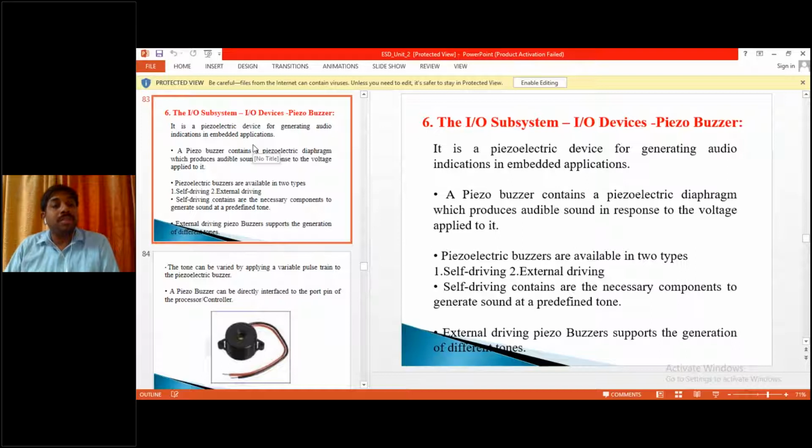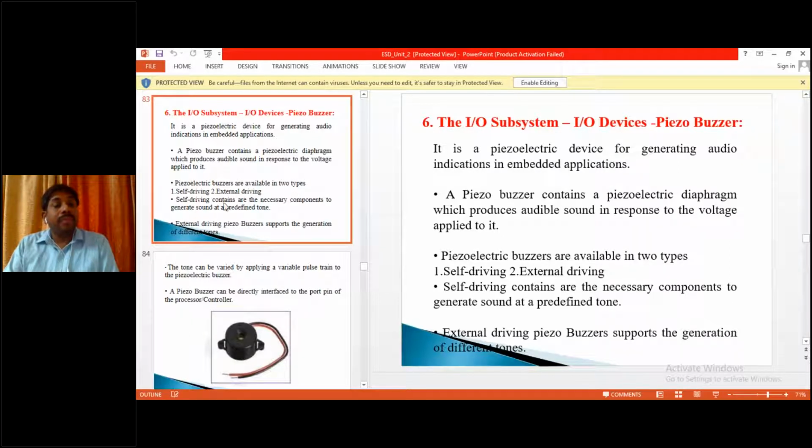The piezo buzzer's purpose is to generate audio indications. So whenever a specific amount of current flows through this piezo buzzer, the piezoelectric diaphragm produces an audible sound in response to the voltage. There are two types: self-driving and external driving. So this piezo buzzer will generate an audio sound based upon the voltage applied to a piezo diaphragm. And these piezoelectric buzzers are available in two forms: self-driving and external driving.